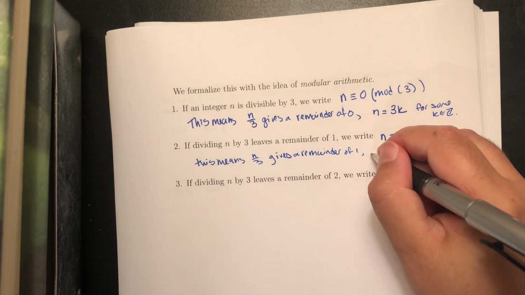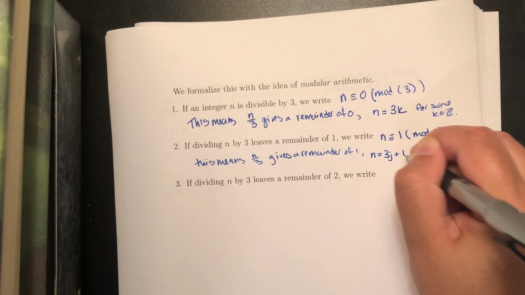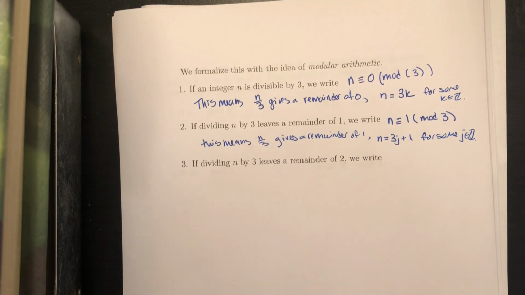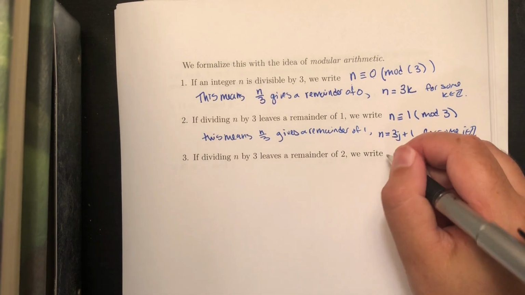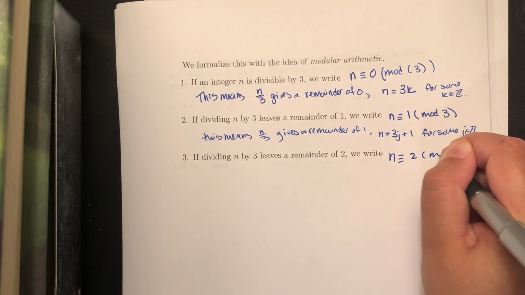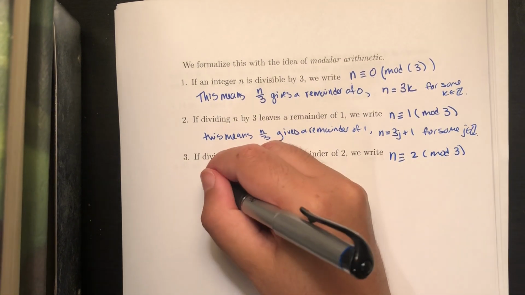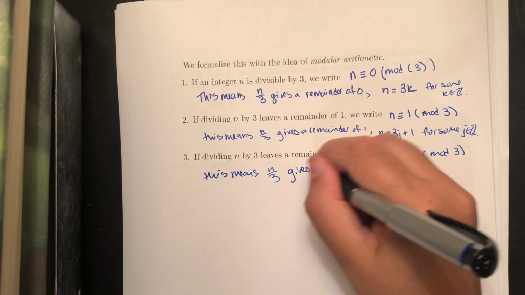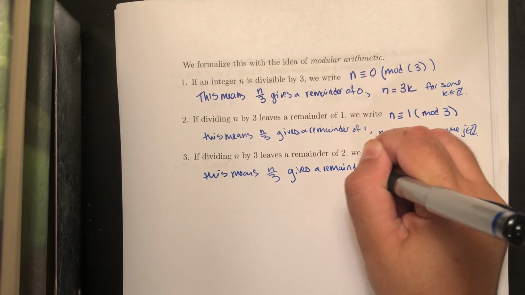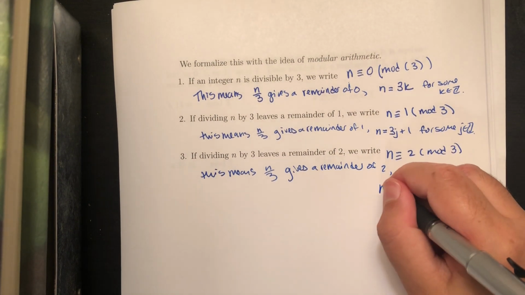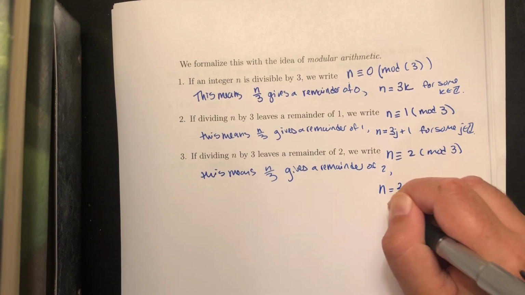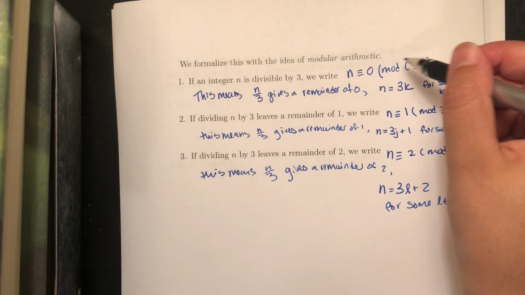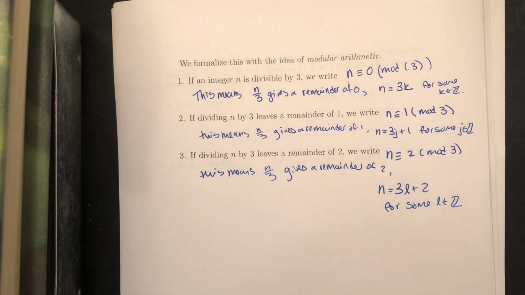And another way of saying that is to say that n can be expressed as 3j plus 1 for some integer j. And finally, if dividing n by 3 gives you a remainder of 2, we would write that n is congruent to 2 mod 3. And this means n over 3 gives you a remainder of 2, which is like saying that n can be expressed as 3l plus 2 for some integer l. So it's the same 3 cases we saw before, just another notational way of expressing that.